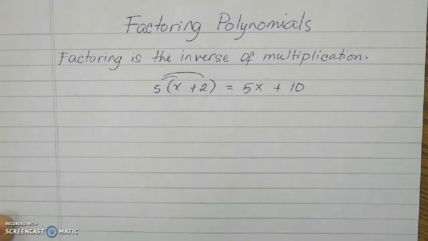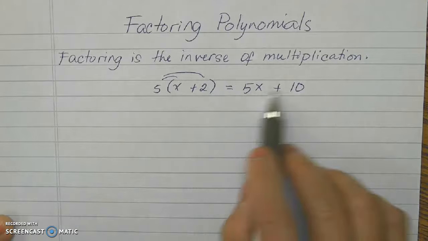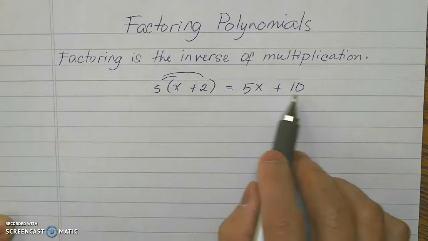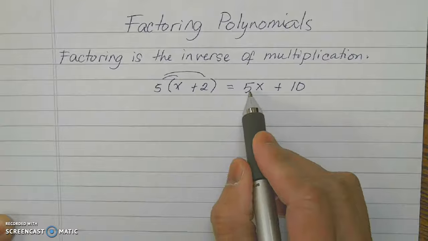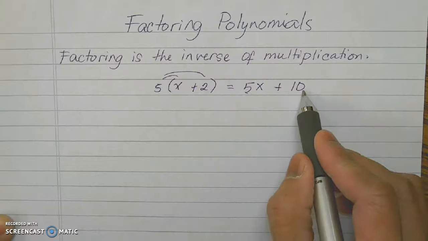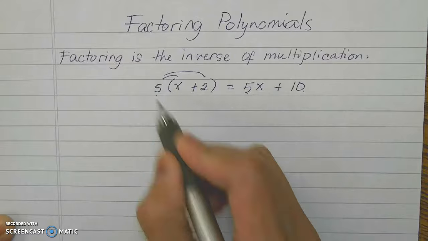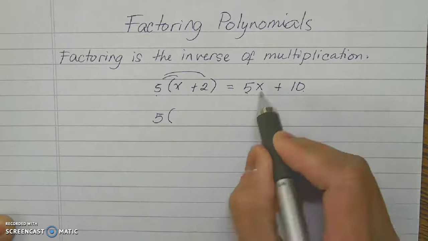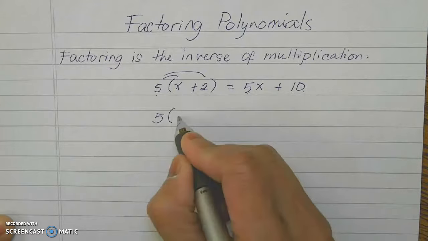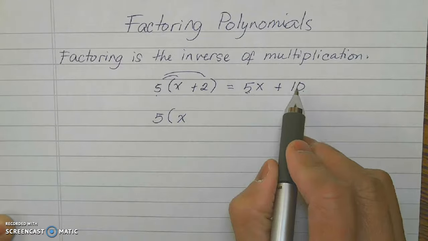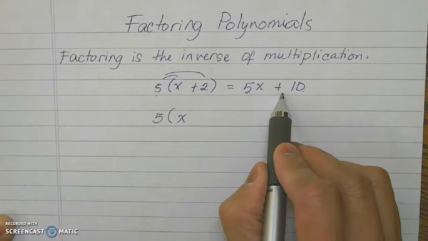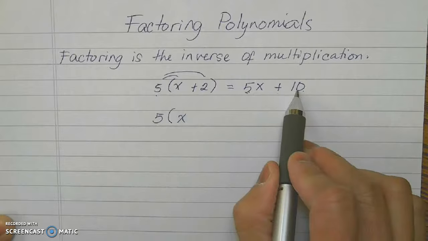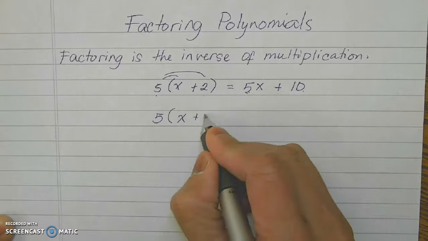Well, factoring is looking at this binomial and taking the greatest common factor in both terms. So for us to factor this out, the greatest common factor between 5x and 10 is 5. And if I take out that 5 from here, what is left is x inside. And if I take out the 5 from this term, as an inverse of multiplication, then I'm going to divide. So 10 divided by 5 will be a positive 2.